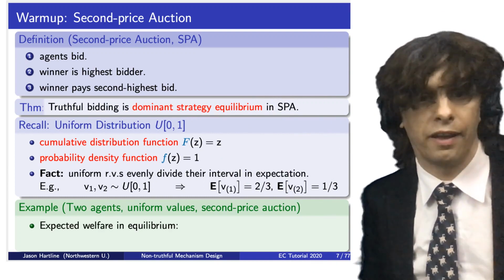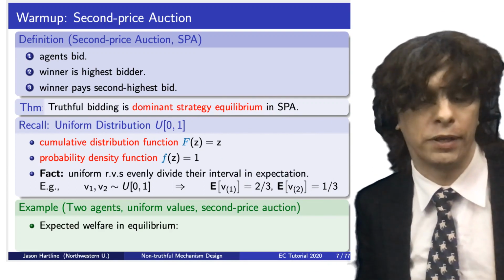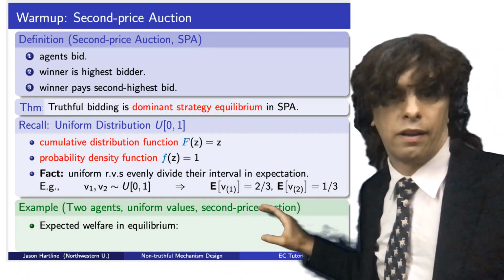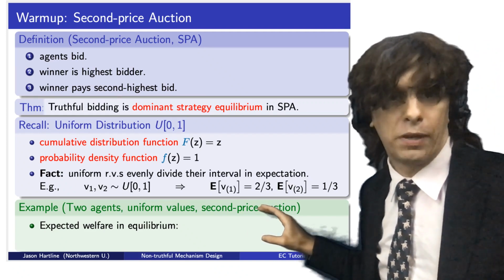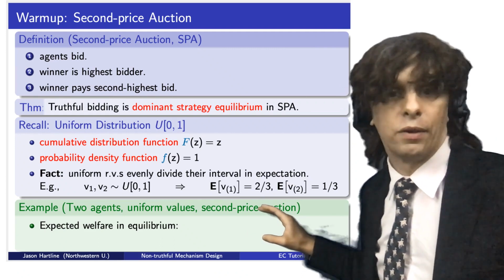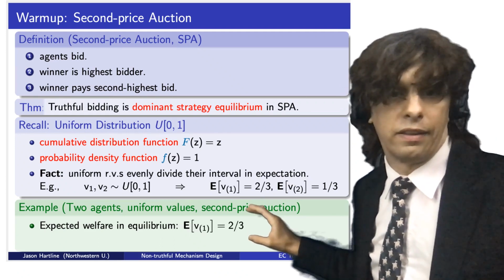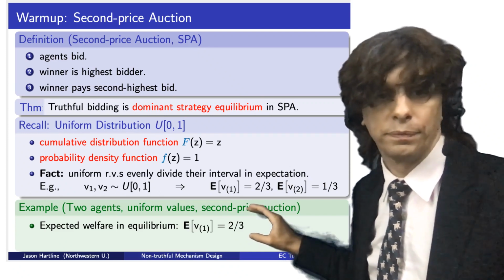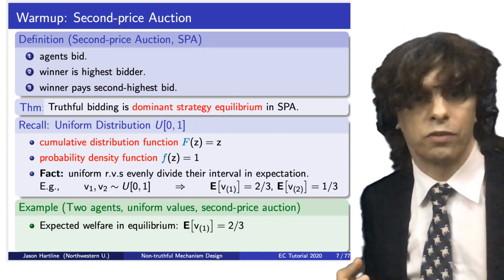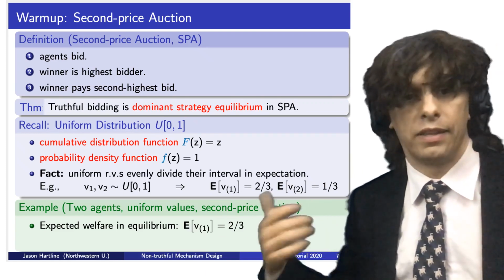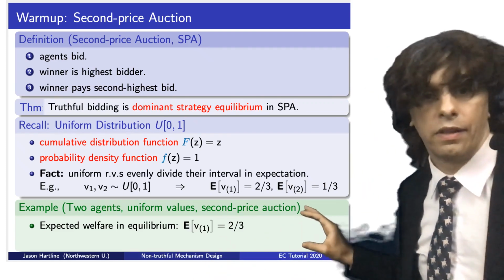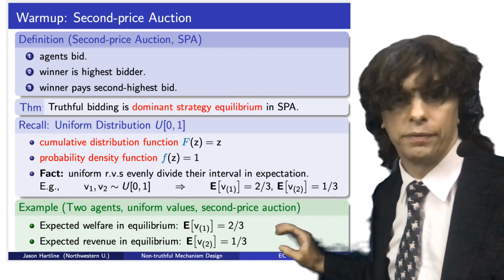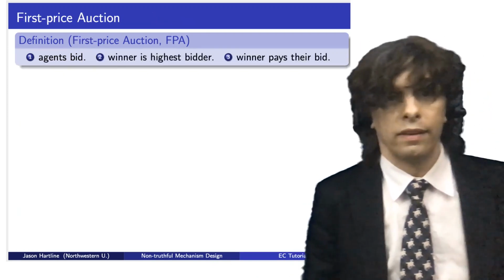Okay, so now we're able to analyze expected welfare in equilibrium. The expected welfare is just the expected value of the winner, but the winner is the highest bidder, which is the bidder with the highest value. And so that is just the expectation of the highest value, which is 2/3. Okay, and what is the revenue? Well, the winner pays the second highest bid, and so the expected revenue is equal to the expected second highest value, which is 1/3.